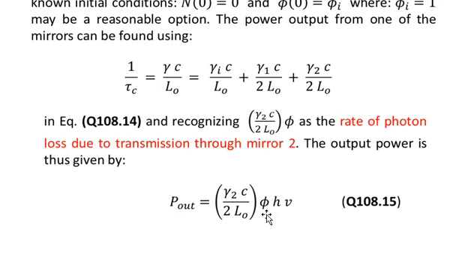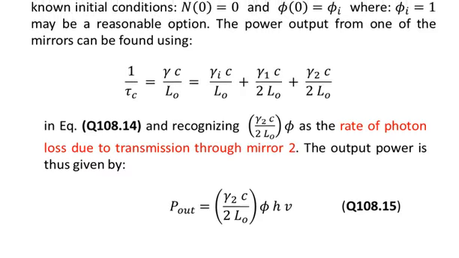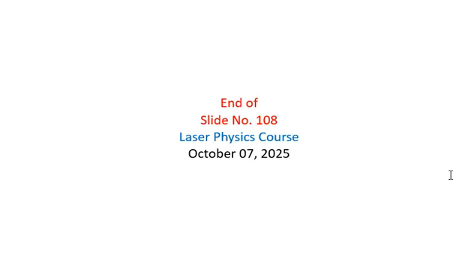So you see that we have briefly explained the time independent space equations derived for the 4-level laser systems, and we tried our best to explain all the relevant terms, and we have also given some commentary on each of those terms. I hope the lecture will be beneficial. So this is the end of slide number 108.